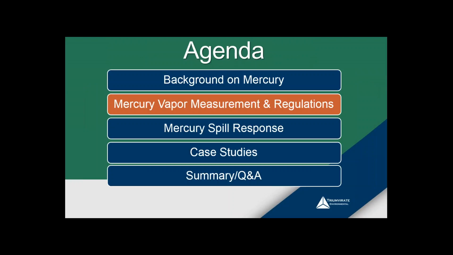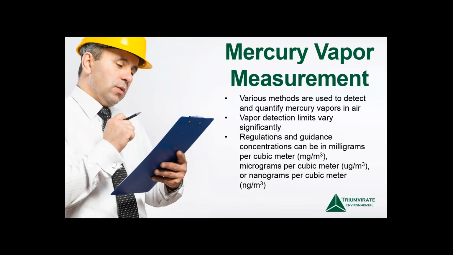All right, so moving on to mercury vapor measurement and regulations. We'll touch on how mercury is measured and what regulatory guidance we have to follow. There are various methods used to detect and quantify mercury vapors in air. Vapor detection limits vary significantly, and regulations and guidance concentrations can be confusing because they're presented in milligrams per cubic meter, micrograms per cubic meter, or nanograms per cubic meter. So whenever dealing with mercury vapor concentrations, as well as any other analytical, it's important to really look at the units.